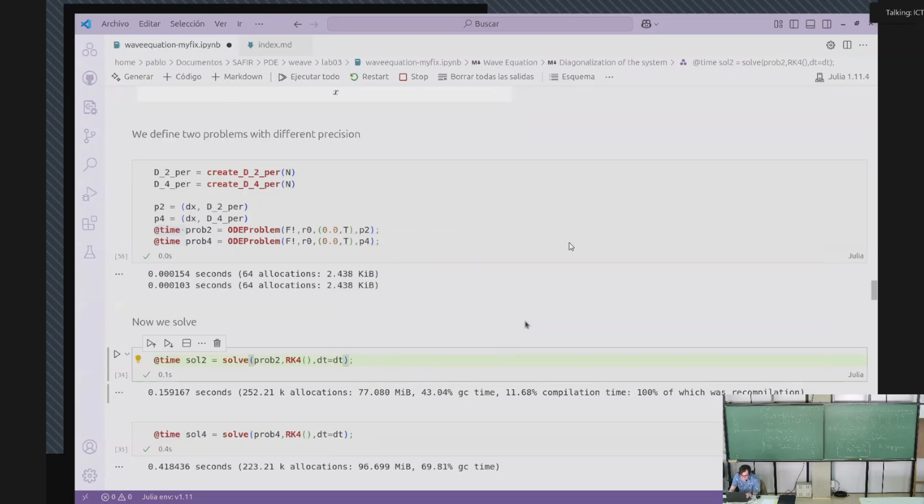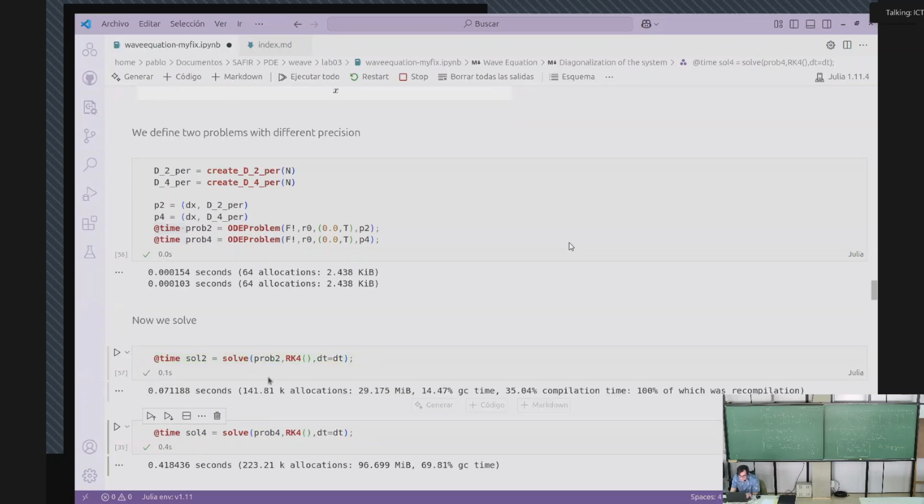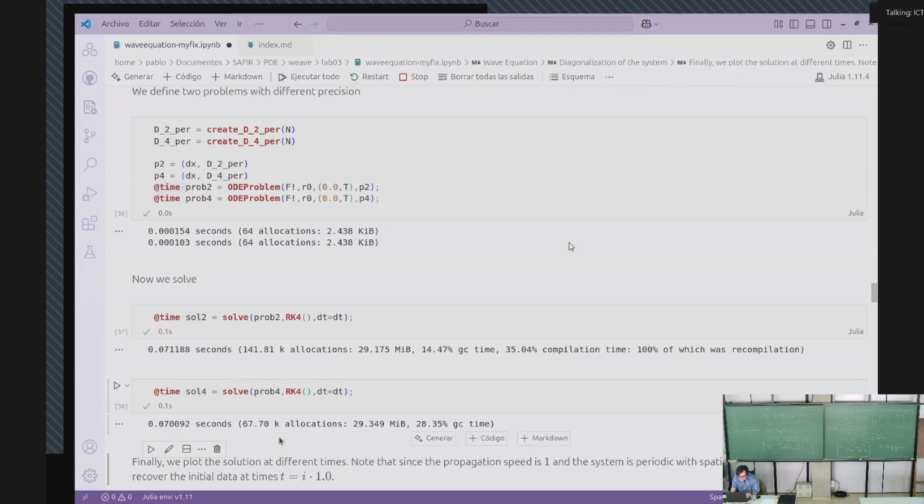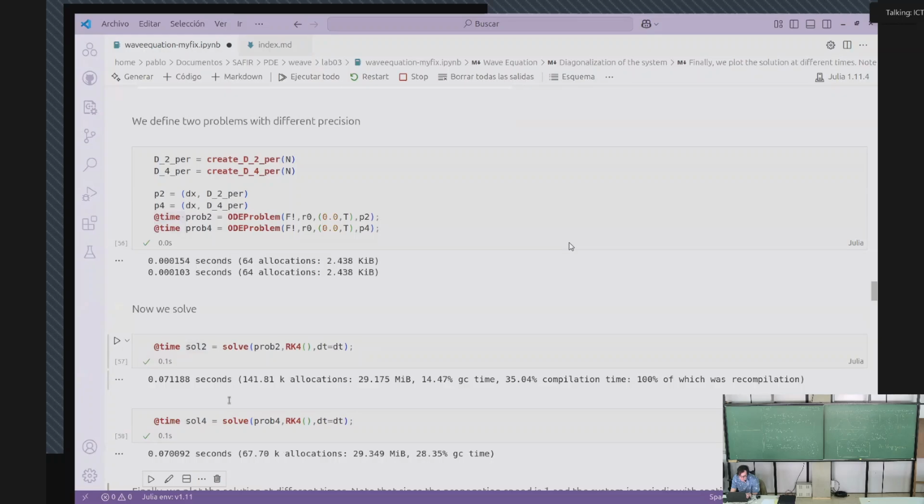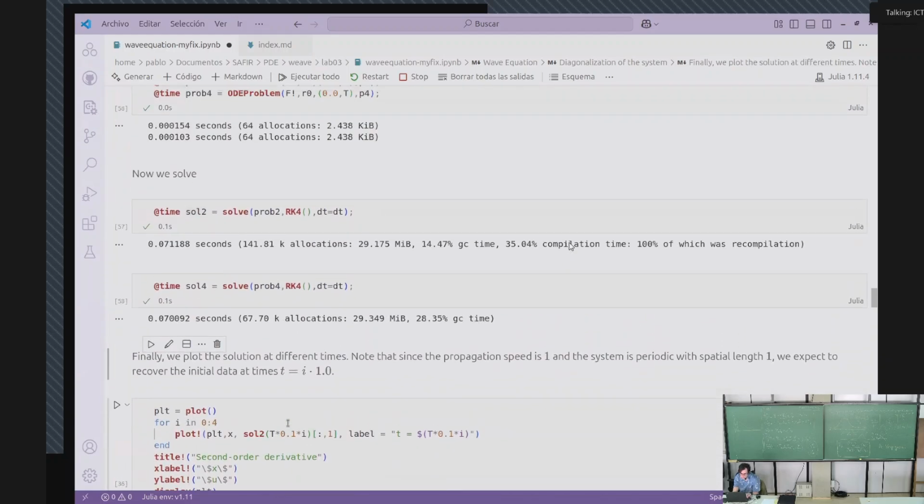So here we will solve once for the problem of second order, and in this case we will solve again for the fourth order. Again, this is second order in space, fourth order in space, and we also have a time discretization, which is fourth order in both cases because we are using Runge-Kutta.